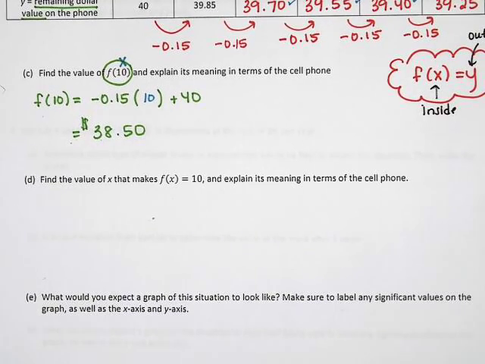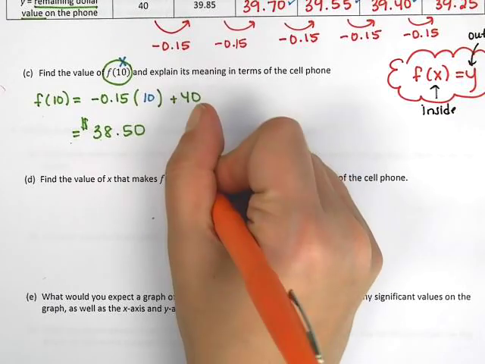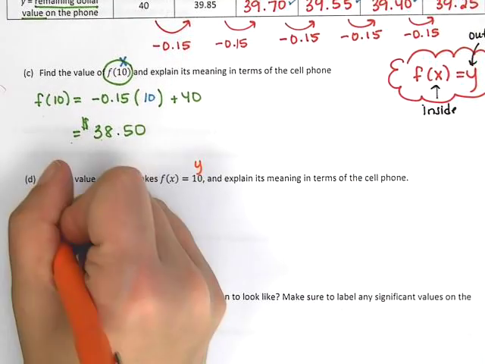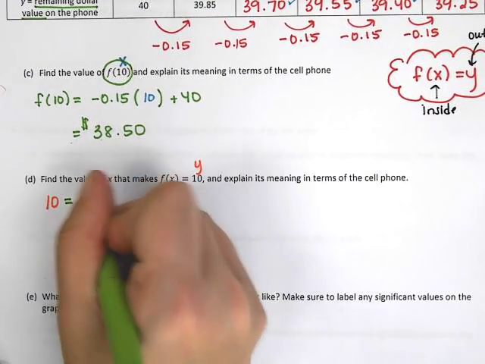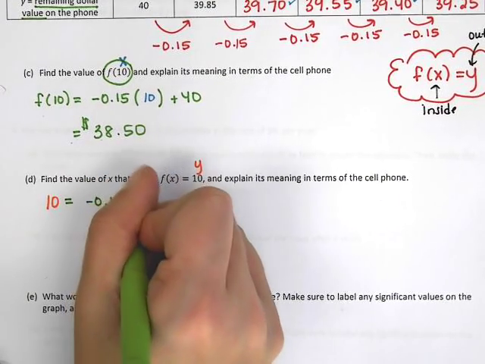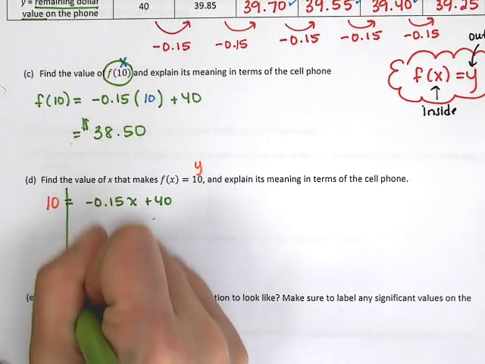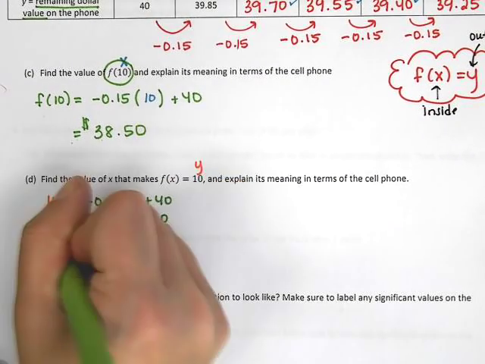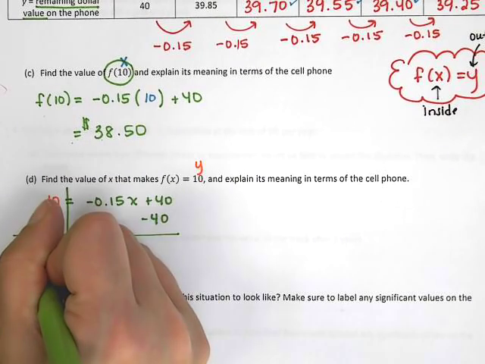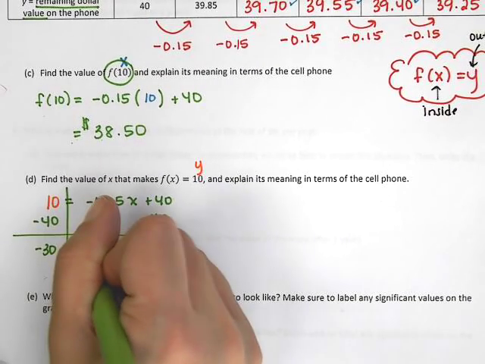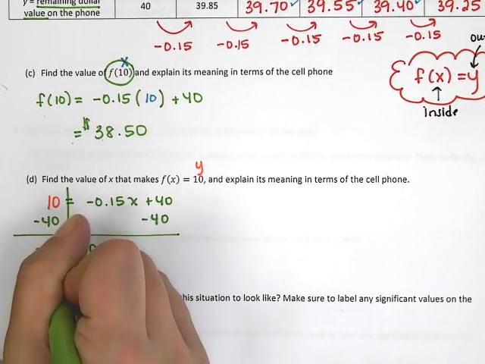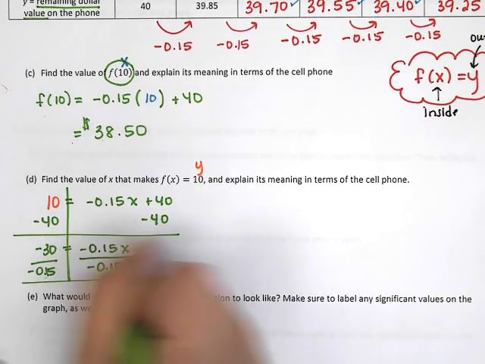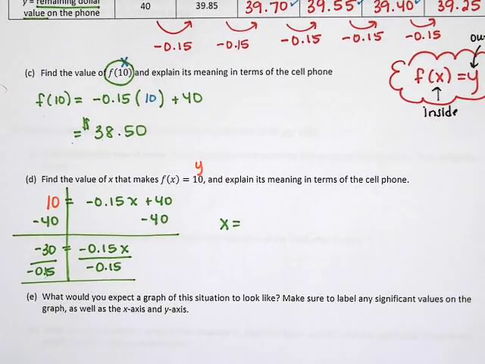Next it says find the value of x that makes f of x equal to 10. So in this case, they're giving me the y value. So I would write 10 equals this equation that I came up with, negative 0.15x plus 40, and I would solve this. So I would subtract 40 on both sides, and I would have negative 30 equals negative 0.15x. I would divide by negative 0.15, and I would get that x equals 200.